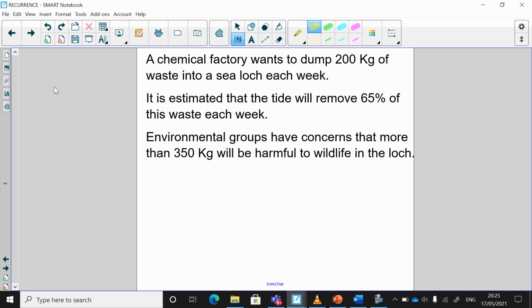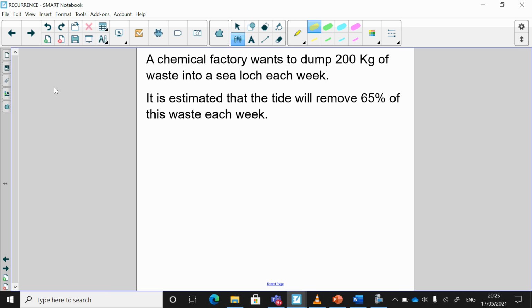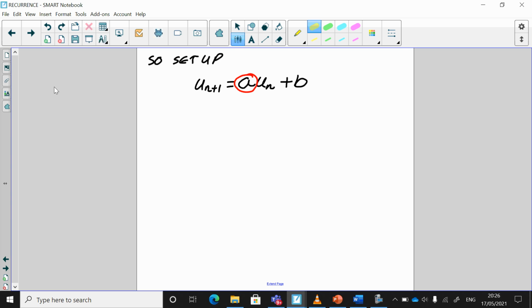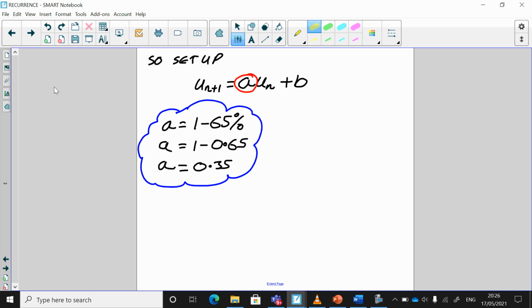Let's go back. We're removing the waste. That's a process. The initial amount, yeah, it's 200, but the 65% will be removed. So how much is left if 65% is being removed? This is for A value. It's going to be 1 take away 65%. That's 1 take away 0.65. That's 0.35. Okay, that's that there.